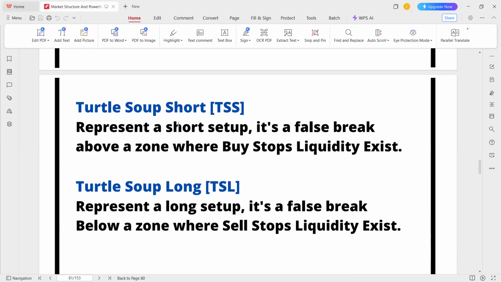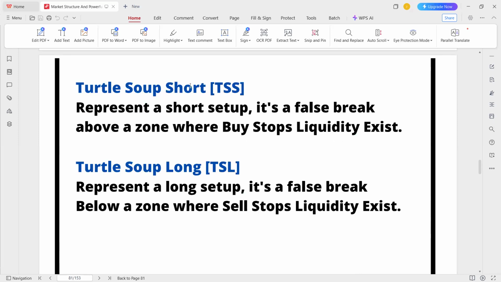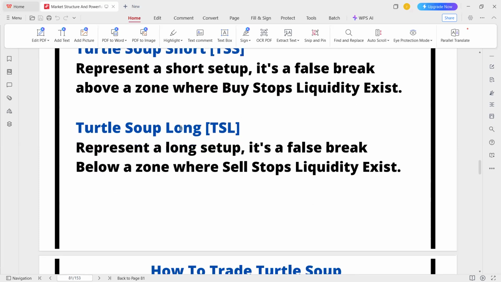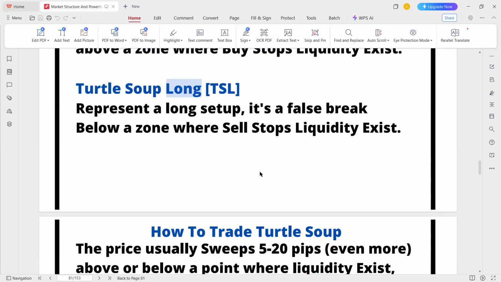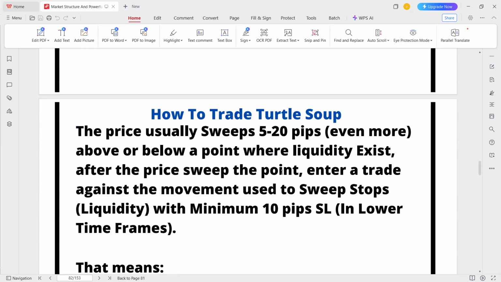So basically a short is a sell. I think we went through this probably in the first chapter. To short something is simply to sell something. If you're going long on something, it simply means you're buying. So a Teto soup long, or TSL, represents a long setup. It's a false break below a zone where sell stops liquidity exists.